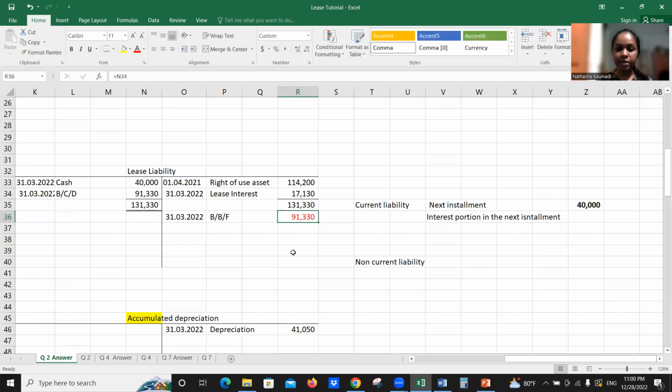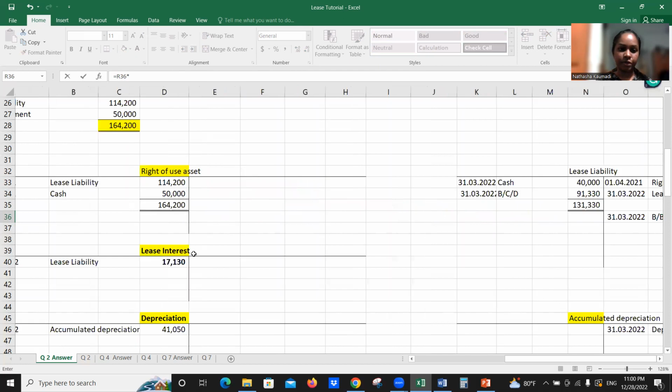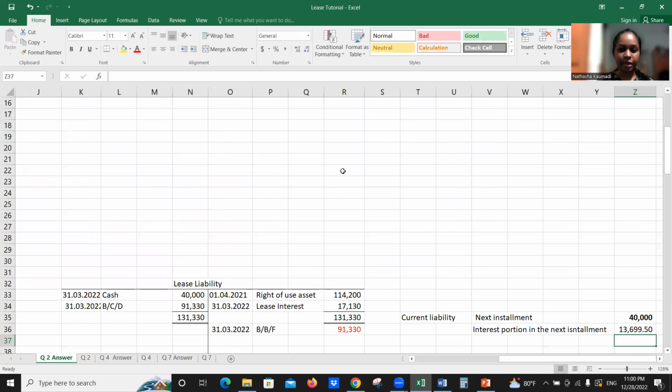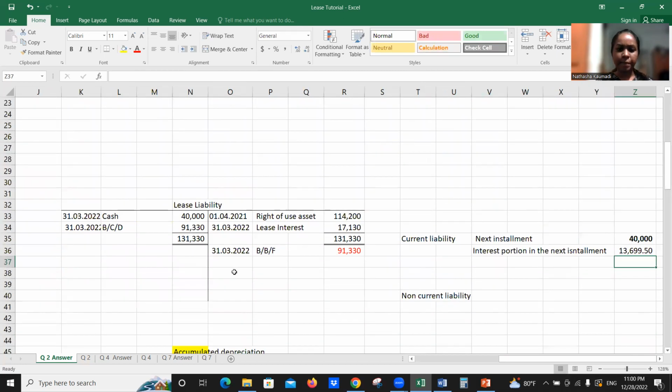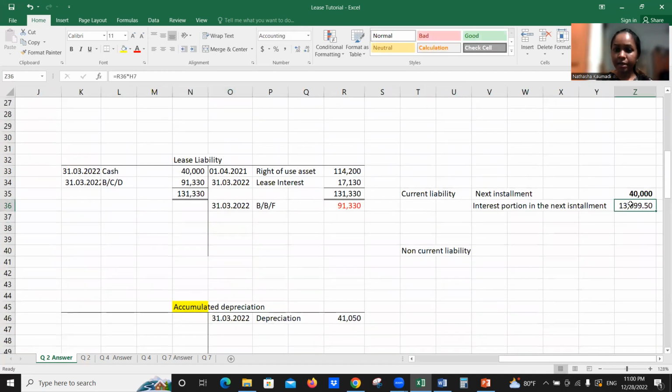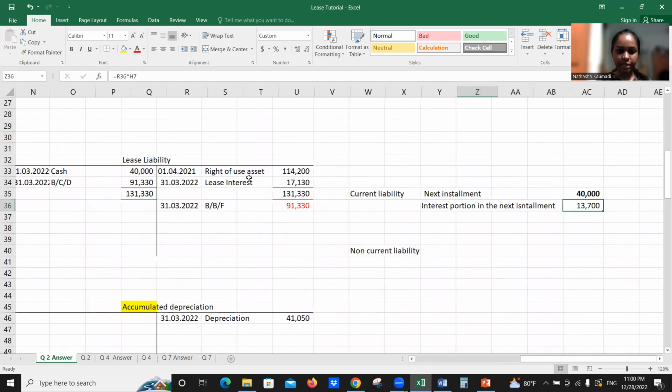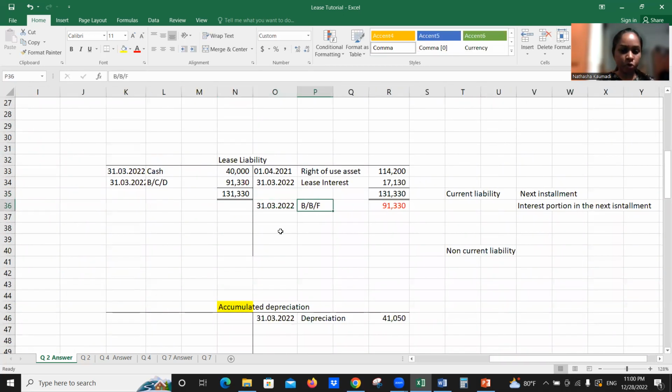So how to take the interest? 91,330 into 15%. Computing it like that, the interest is paid. There is another way to take it as well. If you have the T account, it is easy to take. Using the T account, now you have taken the balance brought forward value, no? This year is gone. Now this is for the first year. These were recorded in the first year.